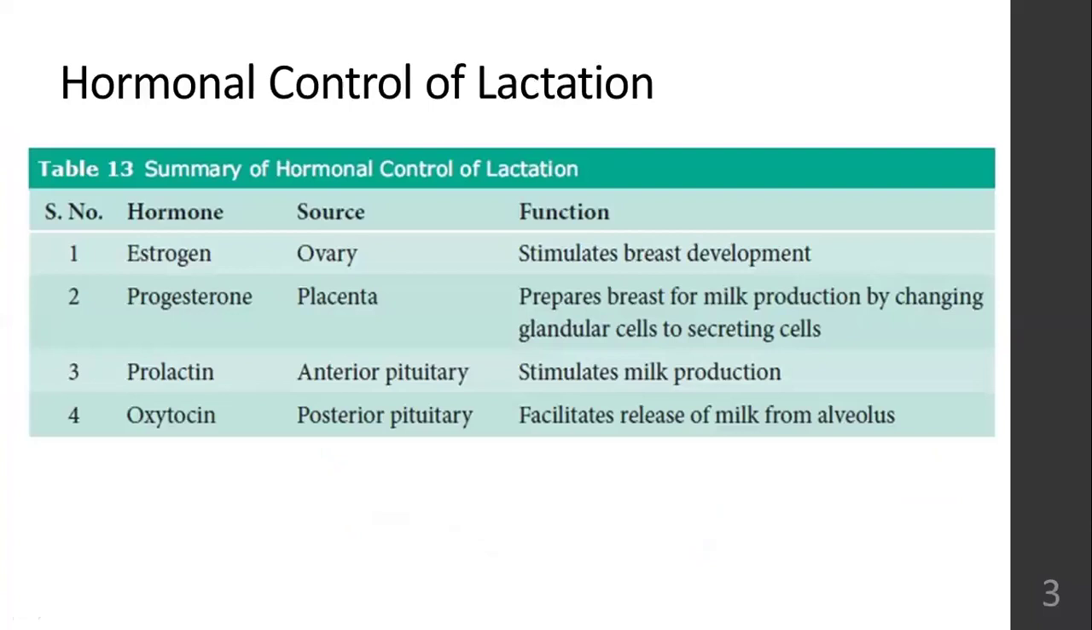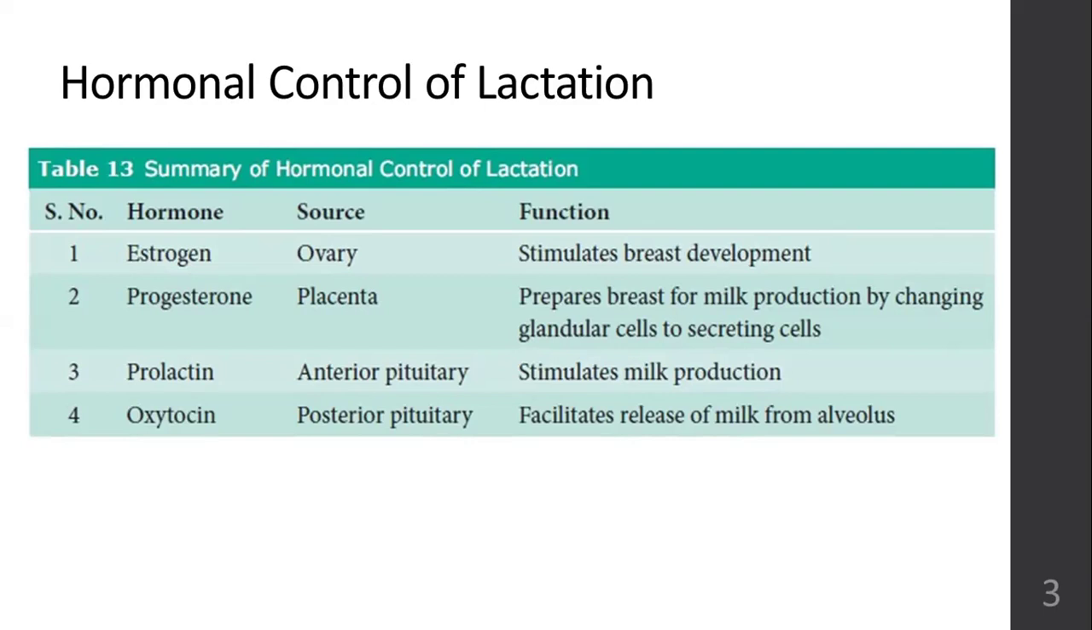Now, hormonal control of lactation. Apart from prolactin and oxytocin, estrogen and progesterone also play an important role during pregnancy and during lactation. Estrogen is secreted by the ovary. It stimulates breast development. During pregnancy, the mother's breast will develop more fat deposits. Fat deposit will take place around the breast, so the breast gets bigger and heavier in size. It's because of the estrogen produced by the ovary during pregnancy.